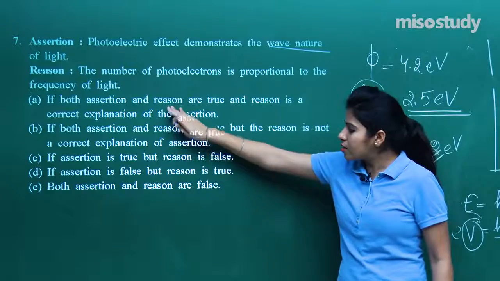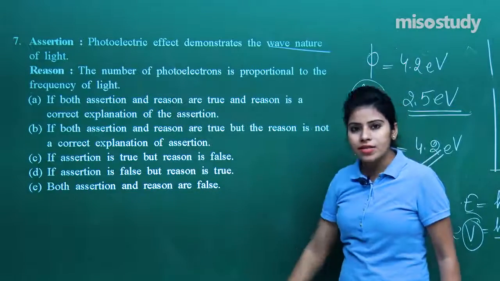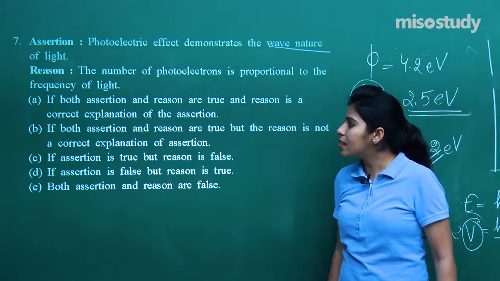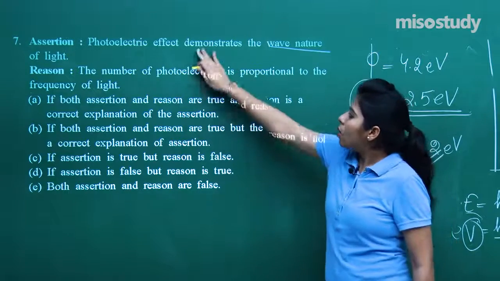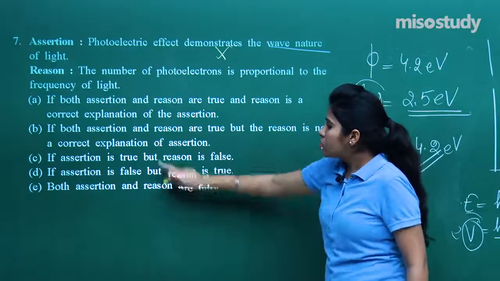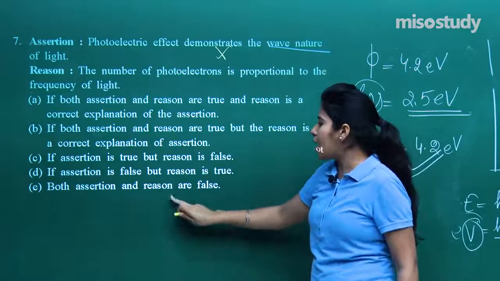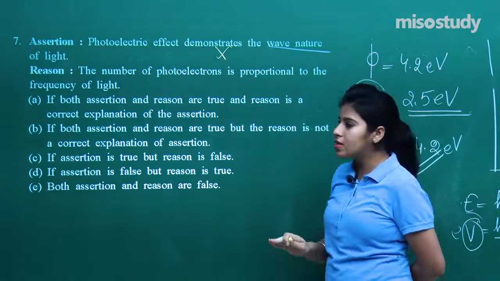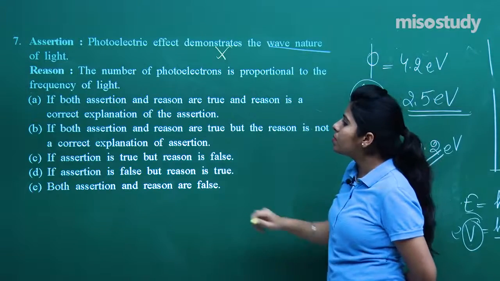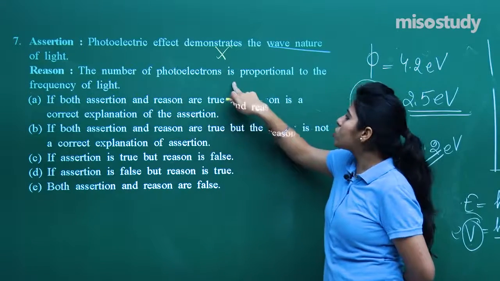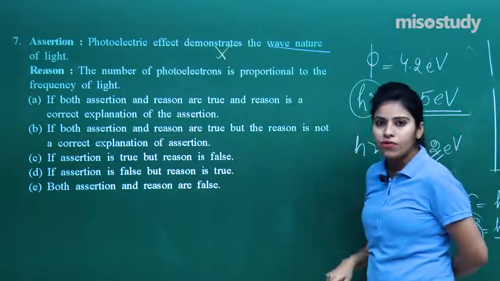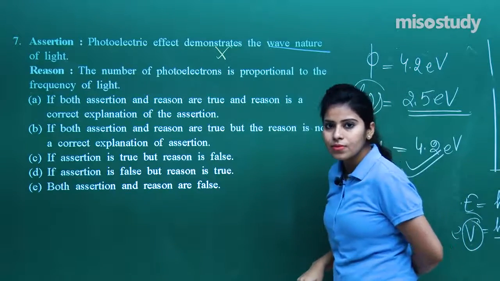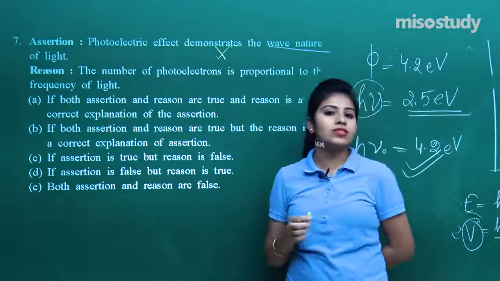So now let me see whether there are any options from where I can deduct this option. Assertion 1 is false. So from these options, I can see that both the assertion and reason are false. I haven't read the reason. Let me read out the reason first. The number of photoelectrons is proportional to the frequency of light. Again, it is a very false statement.